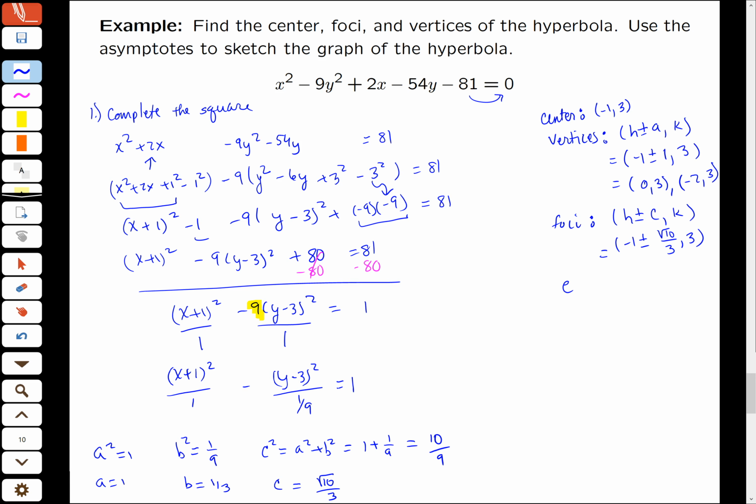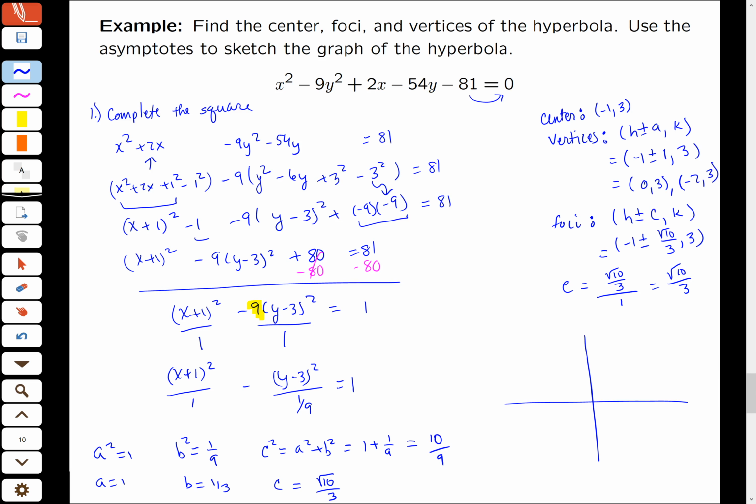They say to find the eccentricity, which is C over A. So square root of 10 over 3 divided by 1. Square root of 10 over 3, that is bigger than 1. Square root of 10 is bigger than 3. And now the most important part is how to graph it.